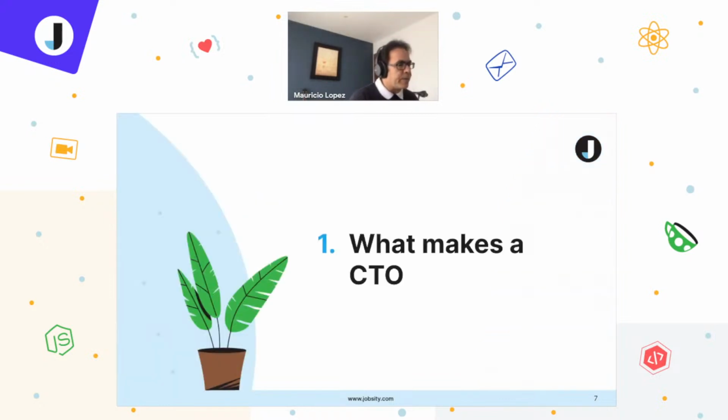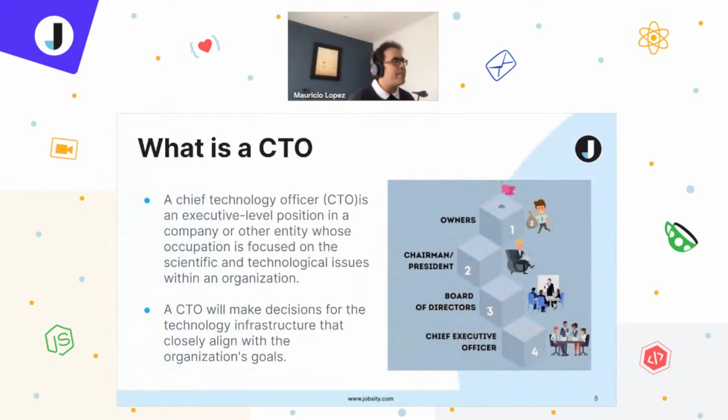Let's start with the first part of this conference. What makes a CTO? Let me give you the Wikipedia definition. Usually they are not great ones, but we've got to start somewhere, right?